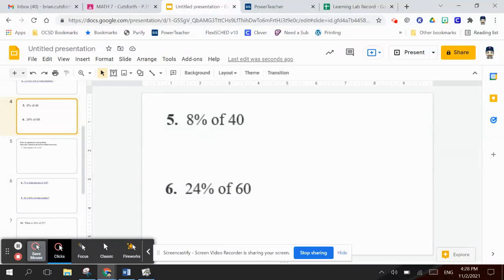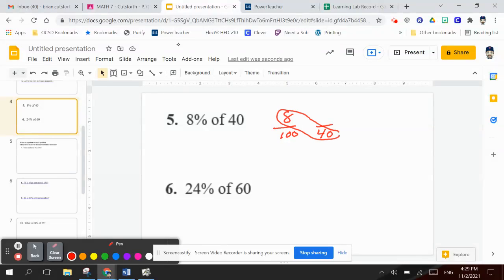Number 5 and 6, same thing, 8% of 40. So I have 8%, which is 8 over 100. The total is 40. So if I cross multiply, 40 times 8 is 320. I'm then going to divide that by 100. I'm going to move my decimal 2 places to the left, and I get 3 2/10.